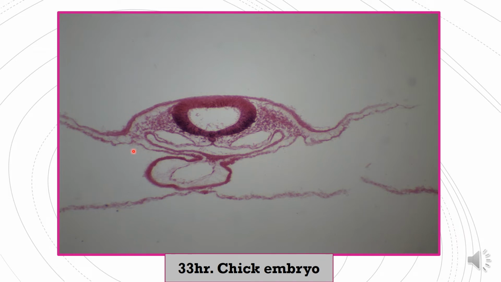More interiorly in the same slide, you can see more development. This is the neural tube, ventral to it the notochord, and this is the paraxial mesoderm on the side of the neural tube and notochord. More lateral is the intermediate mesoderm, later forming the kidney systems, and more lateral still, the lateral plate of the mesoderm.